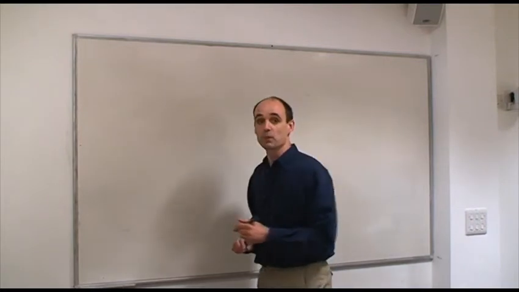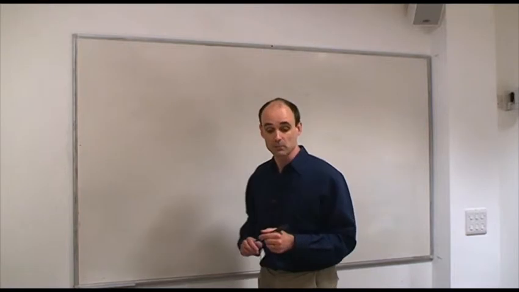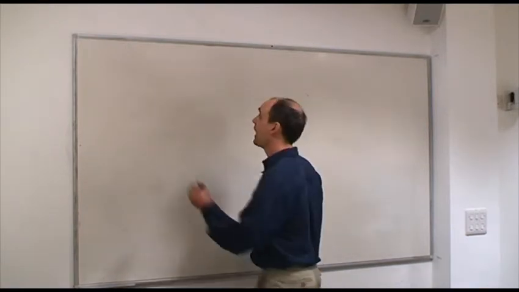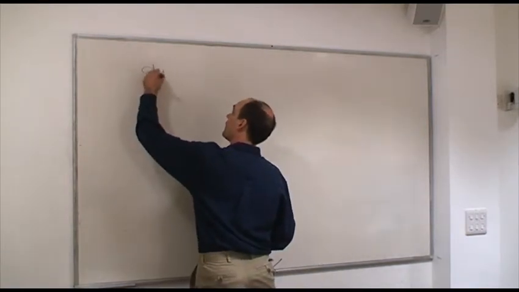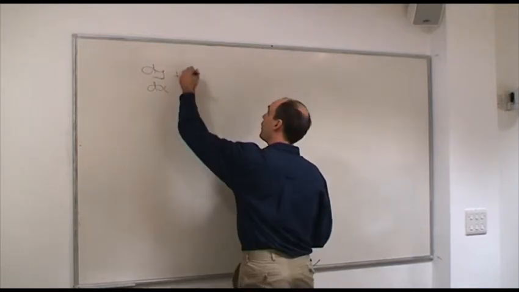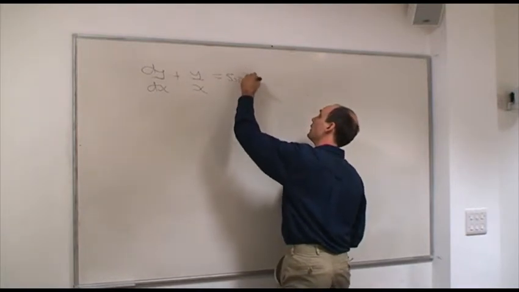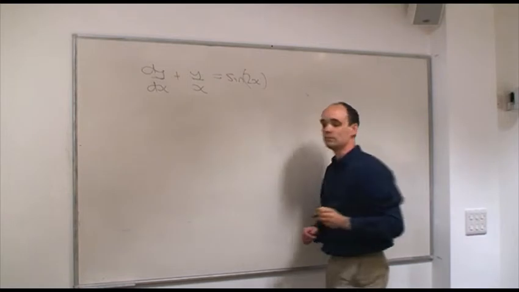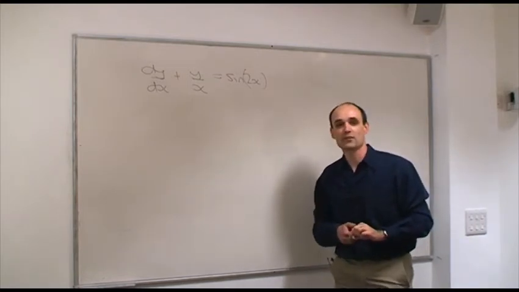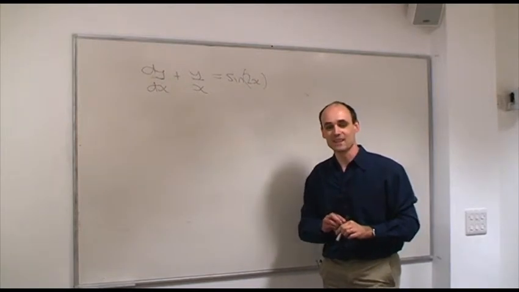Okay, so the second example that I'm going to do is one that's actually taken from a Further Pure 3 exam paper from 2008. And the example is dy by dx plus y over x is equal to sine of 2x. Okay, and this illustrates a particular integrating factor that's beloved of people who set exam questions as far as I can see.